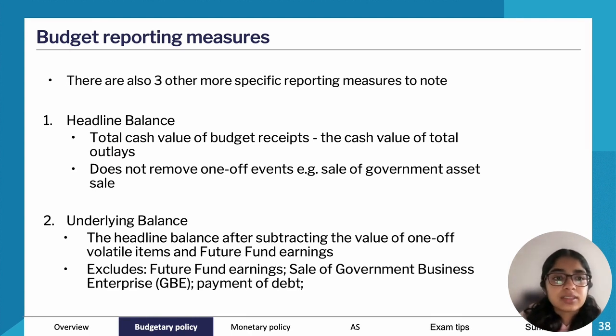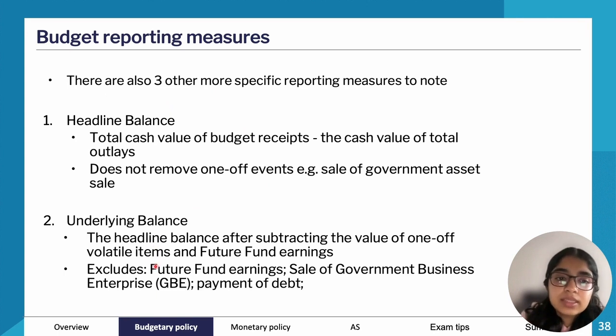Budget reporting measures. These are specific measures that we can take note of to report our budget. We've got a headline balance, which is our total cash value of budget receipts minus total outlays. And it doesn't remove once-off events. So for example, if the government sells Australia Post, it's still included in the headline balance.